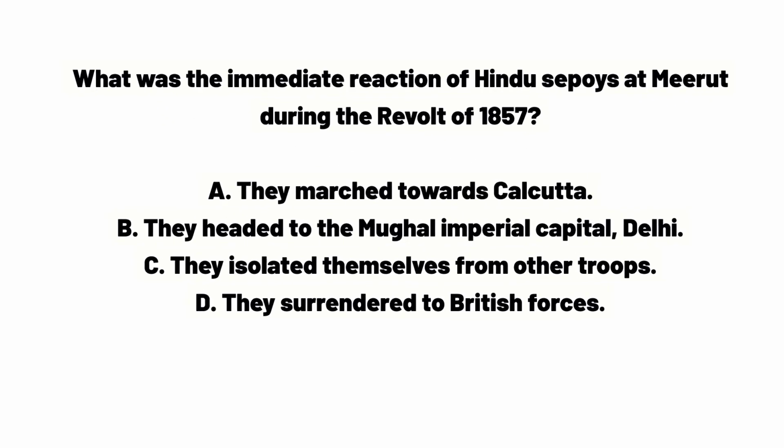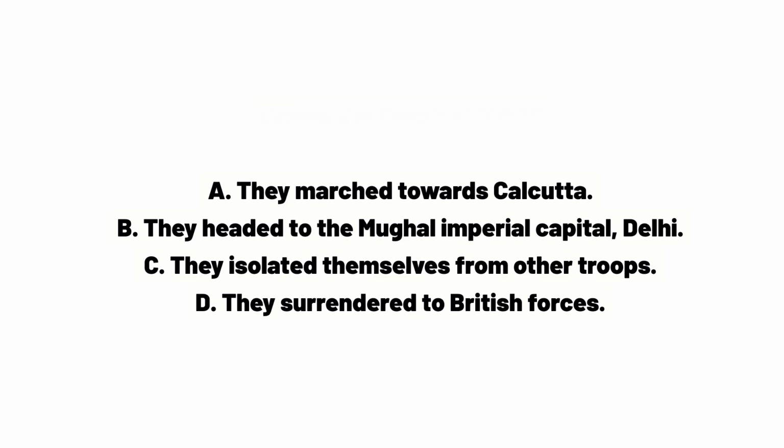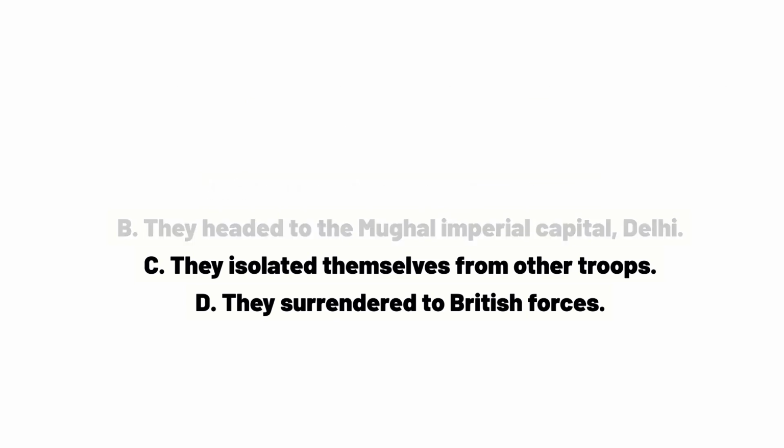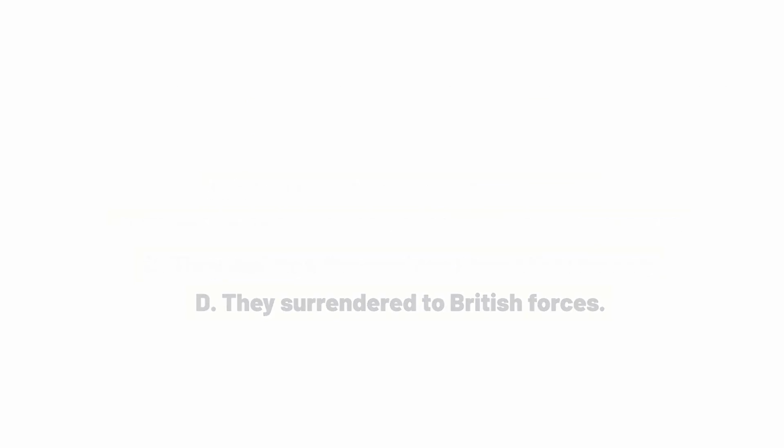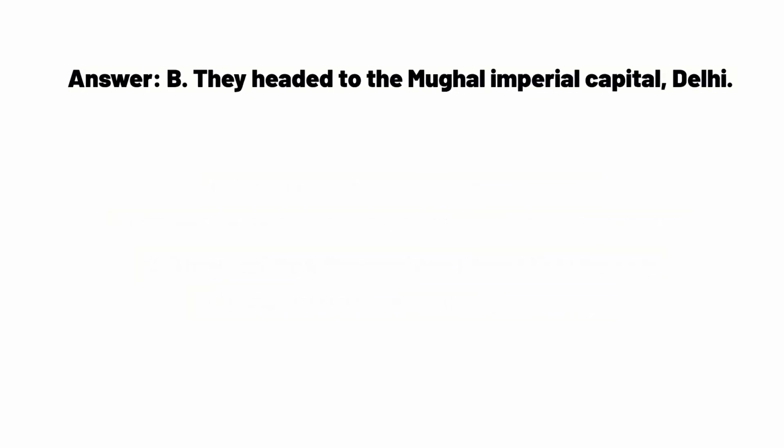Prelims MCQs. What was the immediate reaction of Hindu sepoys at Meerut during the revolt of 1857? A. They marched towards Calcutta. B. They headed to the Mughal imperial capital, Delhi. C. They isolated themselves from other troops. D. They surrendered to British forces. Answer. B. They headed to the Mughal imperial capital, Delhi.